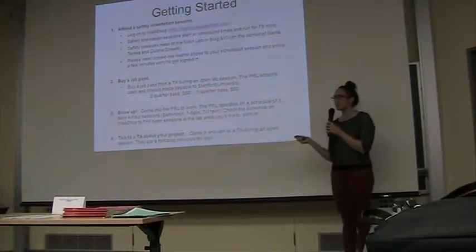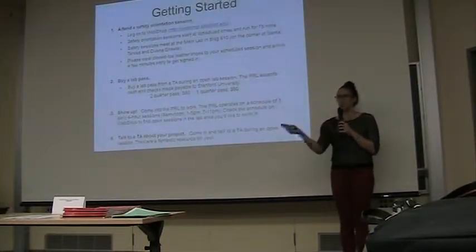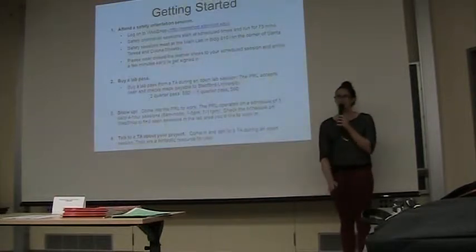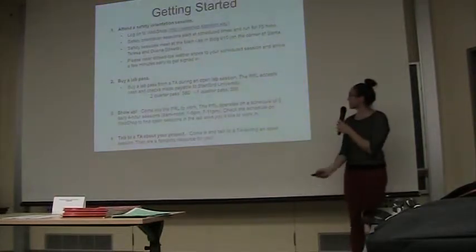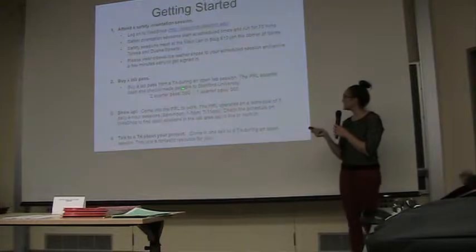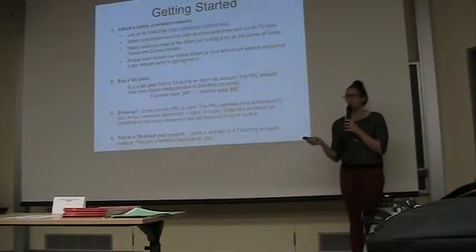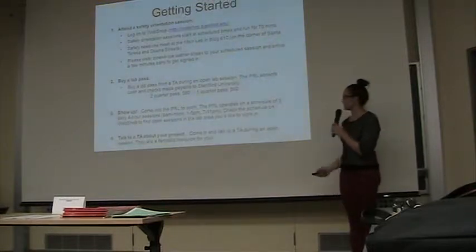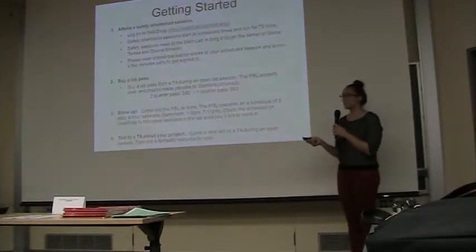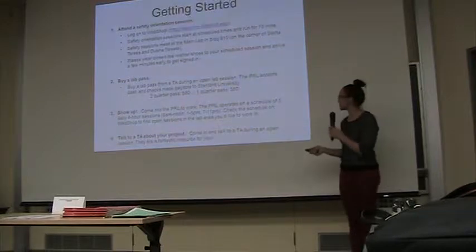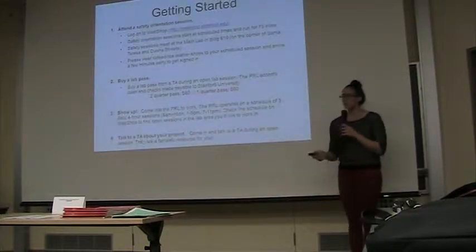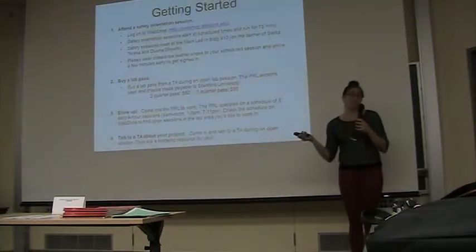Webshop.stanford.edu. Sign up for a safety orientation. You just walk through, get oriented with all the different things that are in the lab. Then you'll need to buy a lab pass. So just a quarter pass is just $60. Totally worth it. You'll get a ton of use out of it, so highly recommend it. And then show up. That's kind of the hardest thing, showing up. And then talk to a TA about your project. Seriously, just come. It's awesome.